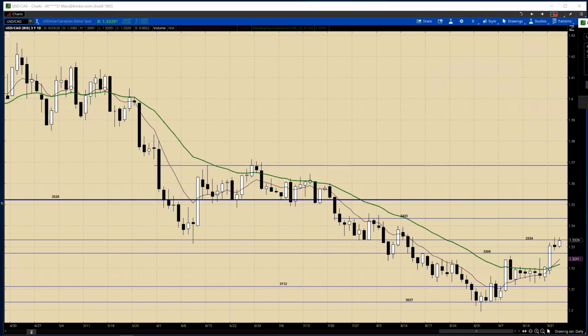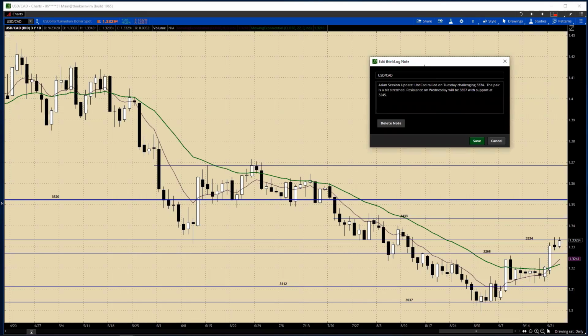On to the dollar CAD. The dollar CAD rallied on Tuesday, challenging 33.34. Remember, we had that as our secondary resistance to start out the week. We had 32.68, and we said on the followed by 33.34.